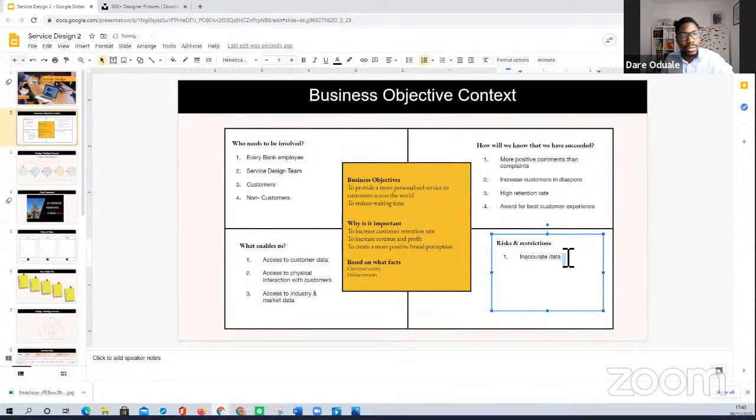Inaccurate data is a very good risk. What else might be a very huge risk as well? Customers could give you wrong answers. Yeah, that's a given anyway. So it's how you now go about resolving the interaction, all that.